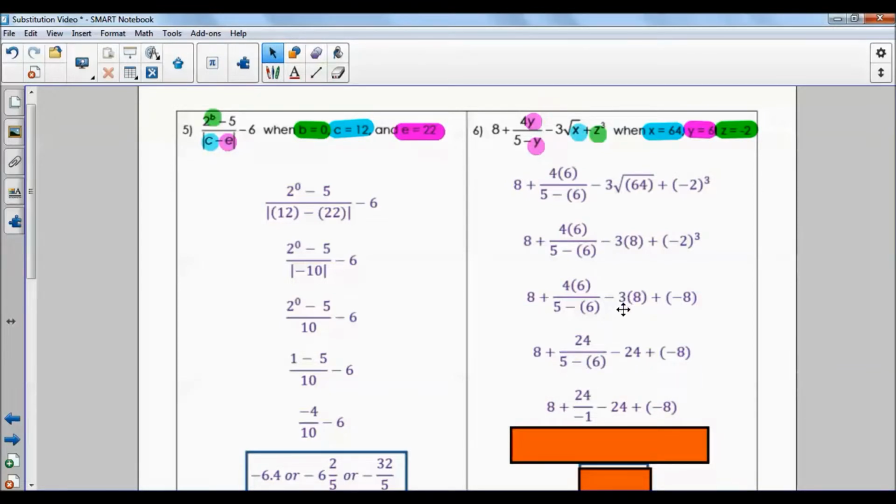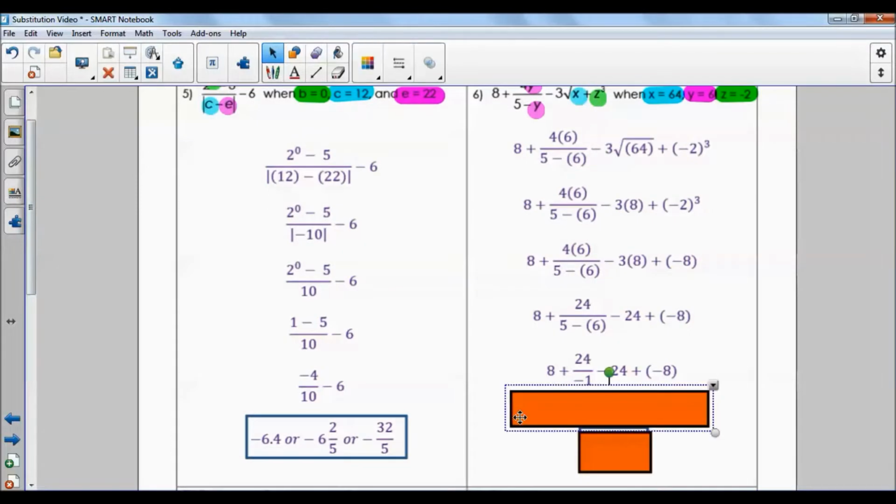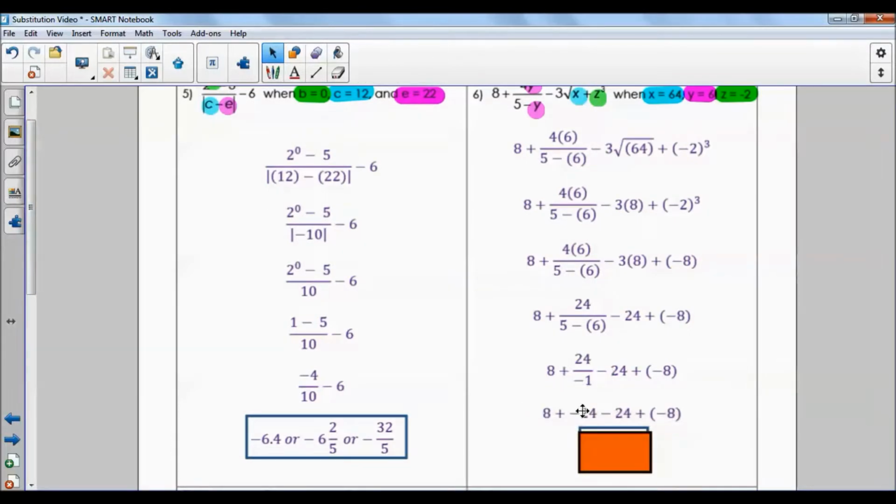Okay, I also did my multiplication here. 3 times 8 is 24, so I just changed that also. Okay, do our division. 24 divided by negative 1 is negative 24. And then all I did was add all the way going across. So 8 plus negative 24 minus 24 plus negative 8 gives us a negative 48.